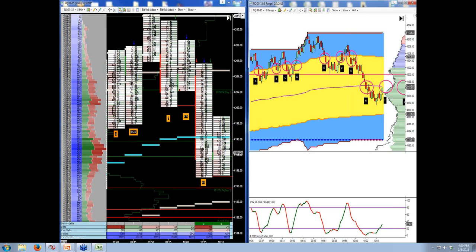Let's see. The value areas are determined by volume off the market profile, Scott. So the yellow area is 70% of the volume, and then the blue areas outside these first value areas are the rest of the volume.